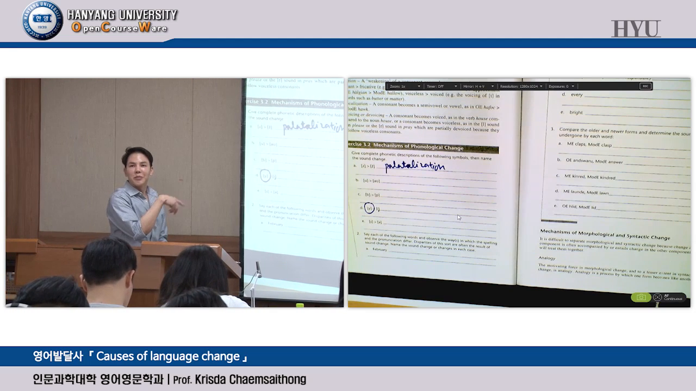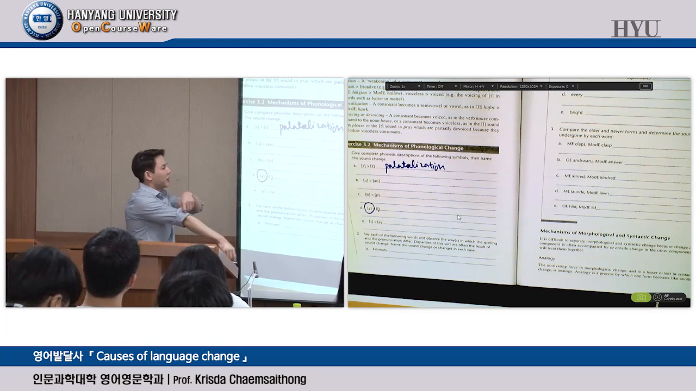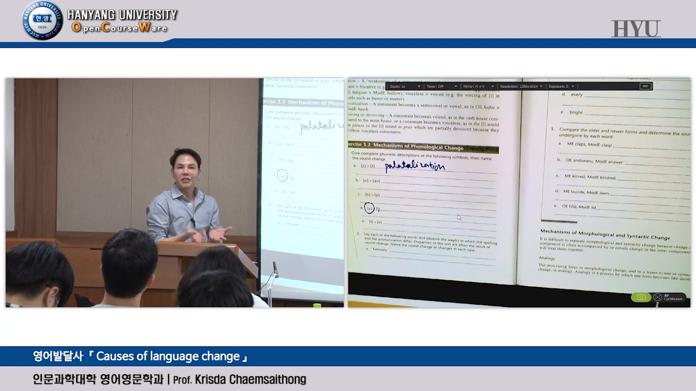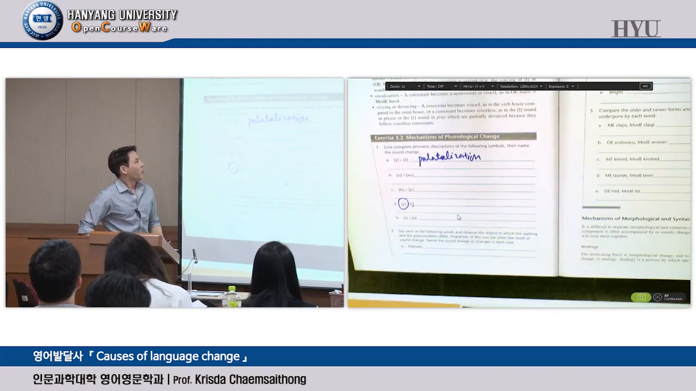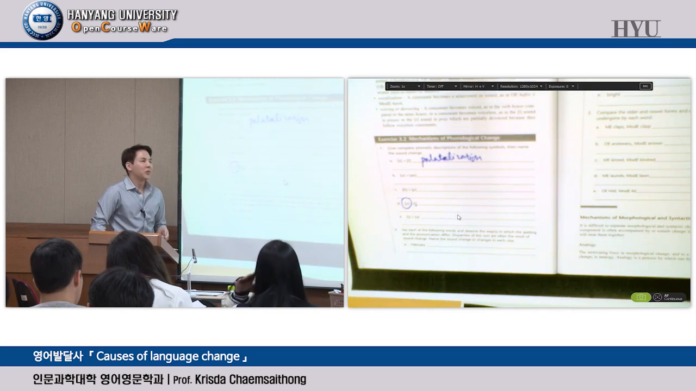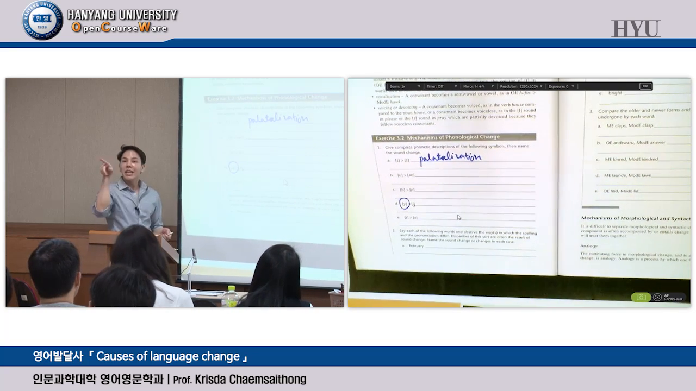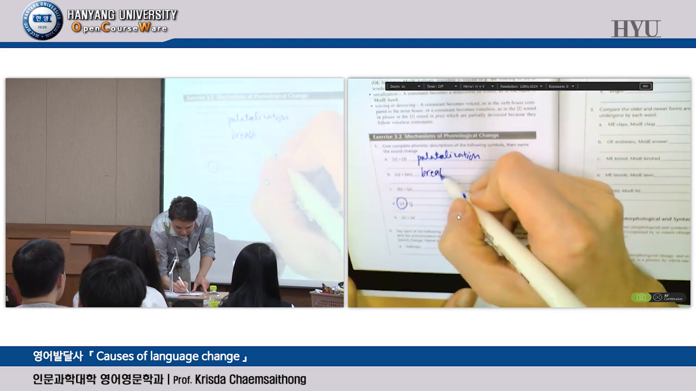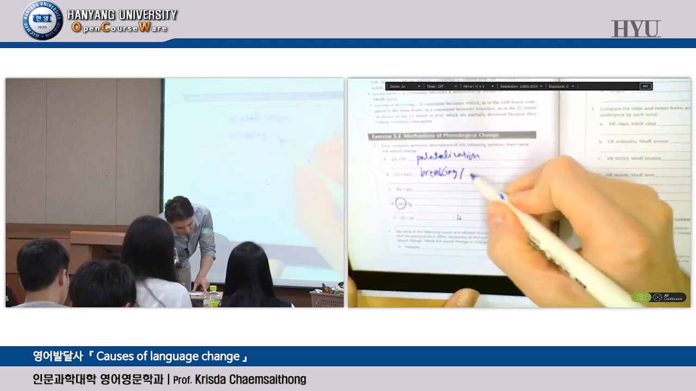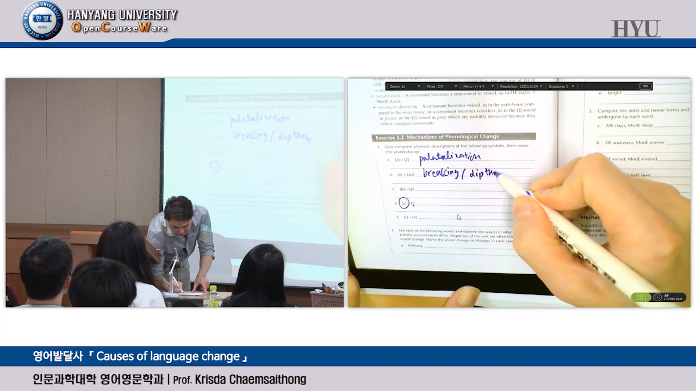So on the midterm, if this kind of thing is given, then you should be able to do fine. Okay. 1 sound goes to 2 sounds. What do you call that? Breaking into 2, right? So we call this breaking, or you can call it diphthongization.